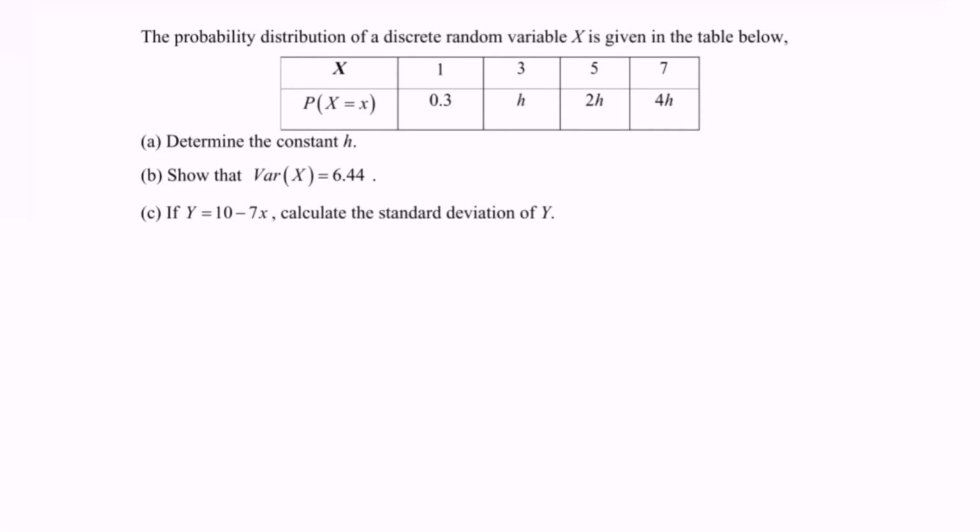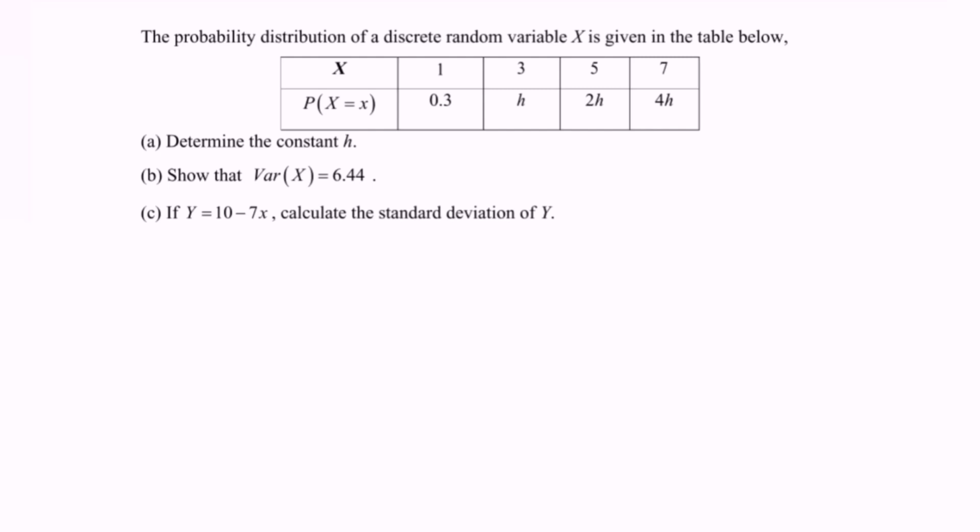I'm going to discuss the example for random variable. The probability distribution of a discrete random variable x is given in the table below. Determine the constant h. Show that the variance is equal to 6.44. If y is equal to 10 minus 7x, calculate the standard deviation of y.